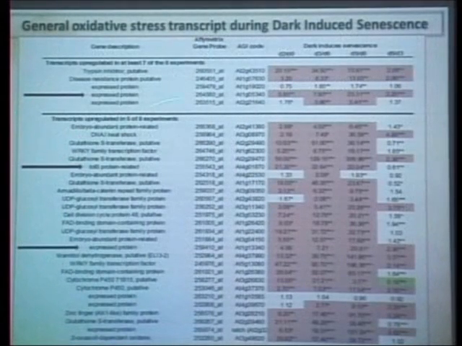And this is the list of genes from Gadjev that were induced during oxidative stress. And these genes were also induced during dark-induced senescence. And the values here, which are shaded in red, indicate the upregulation of the genes by at least 2-fold on treating with extended darkness.